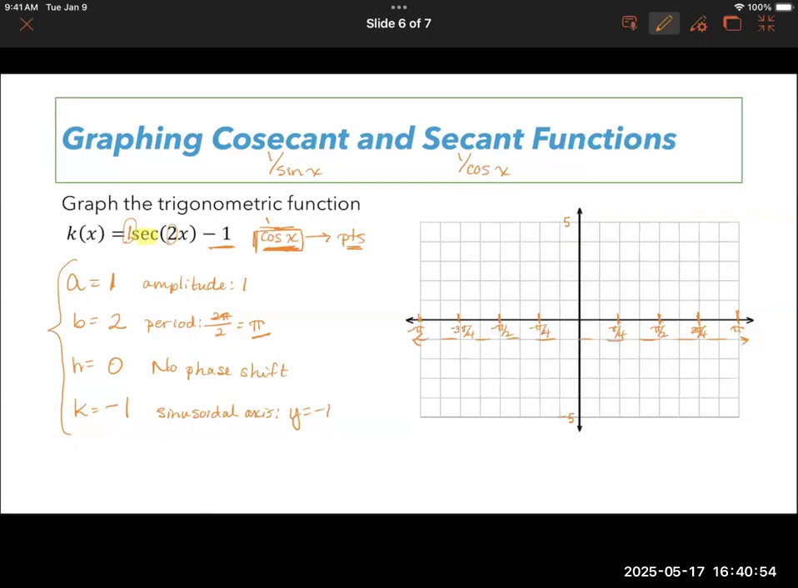Okay. And so if we do the cosine pattern, which is max, 0, min, 0, max, and we do that with an amplitude of 1, we're going to start here on the y-axis, 1 unit up from the sinusoidal axis, which means we're actually starting right there. Then we come down to 0, down to the min, which will be 1 unit down, back up to the 0 on our sinusoidal axis, and then back up to our max. Continue the pattern to the negative side.